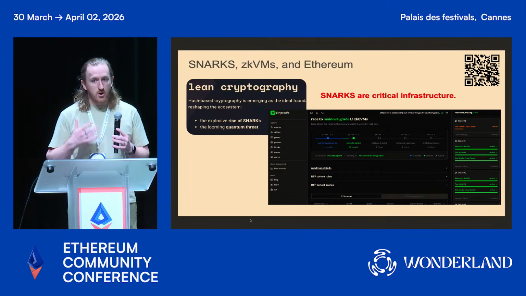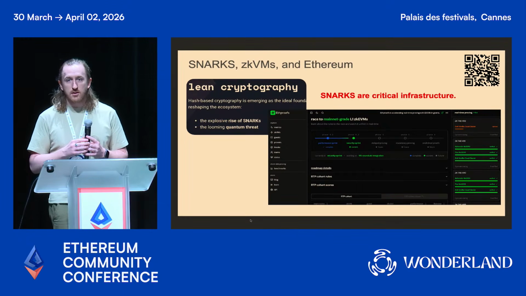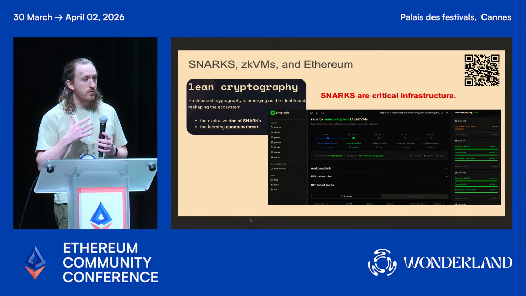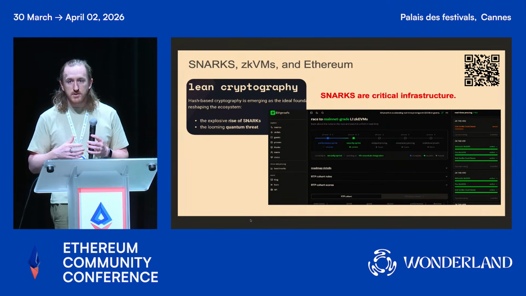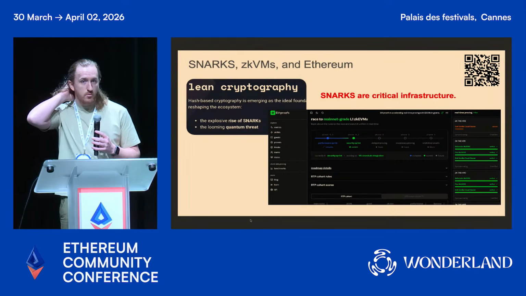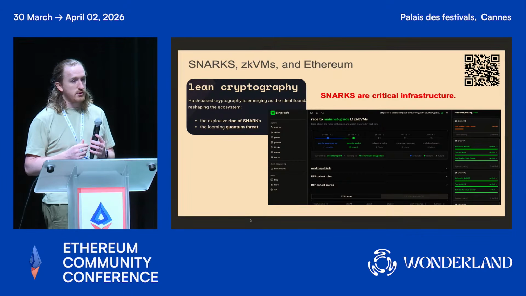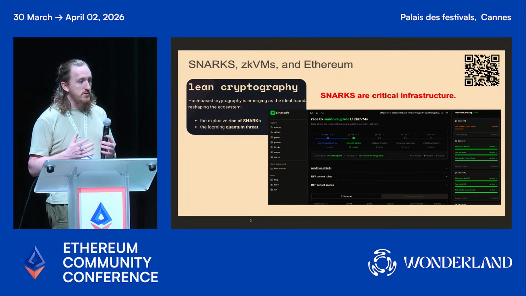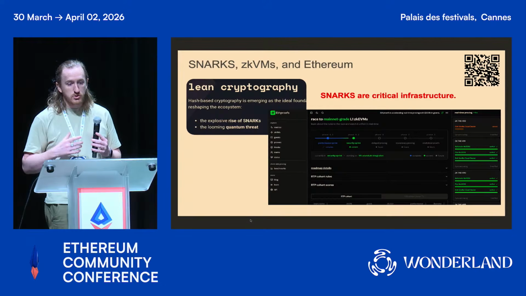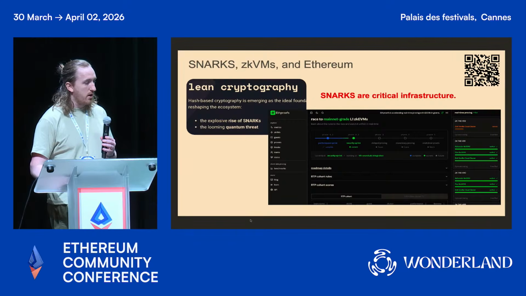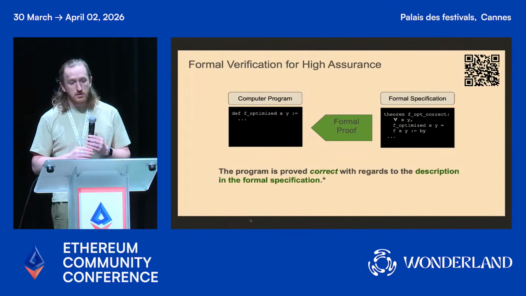So SNARKs are critical infrastructure in the long term for the Ethereum Foundation, which means that on top of our normal testing and fuzzing and hardening techniques that we need to apply to everything we ship, we need to treat SNARKs as requiring the highest assurance possible. And therefore, we should apply the methods that deliver high assurance code, in this case, formal verification.